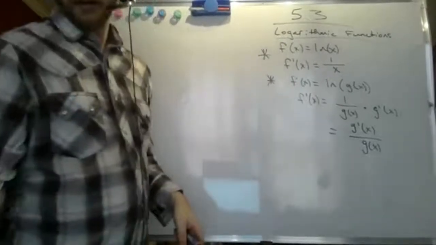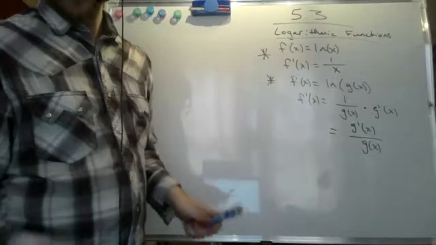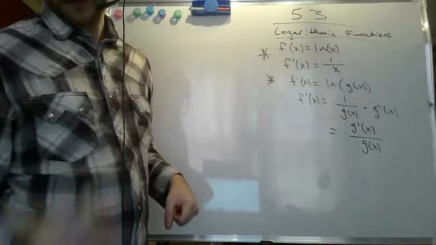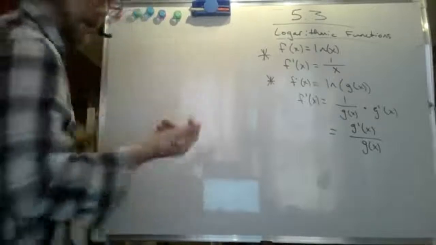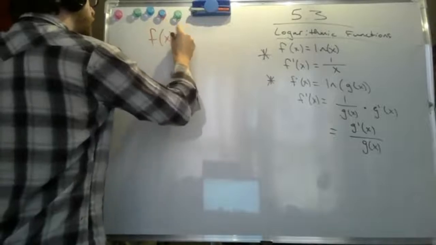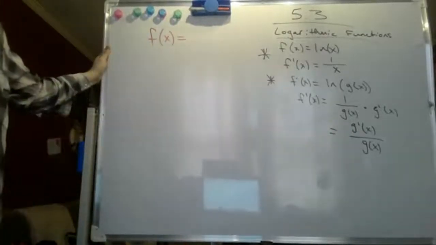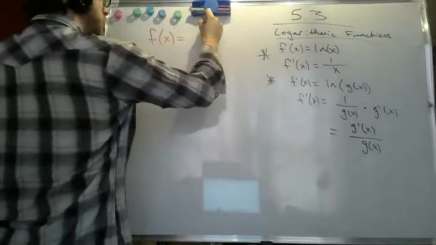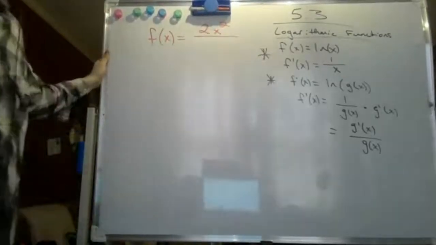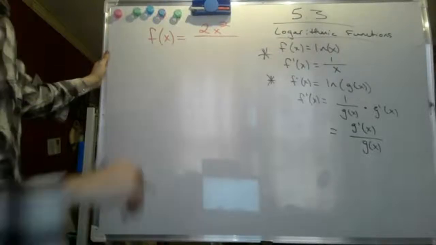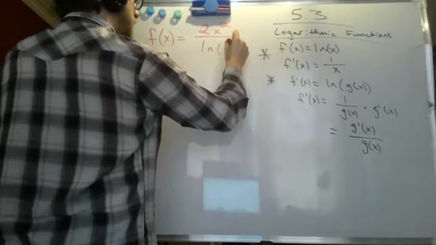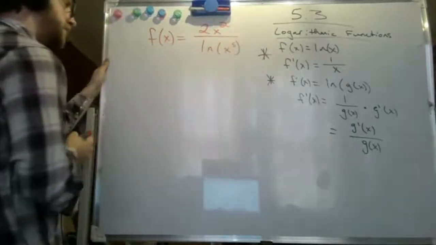Alright, so 5.3. What's another example? This one's good too. Alright, so let's suppose we have f of x is equal to 2x squared divided by the natural log of x to the 5th power.